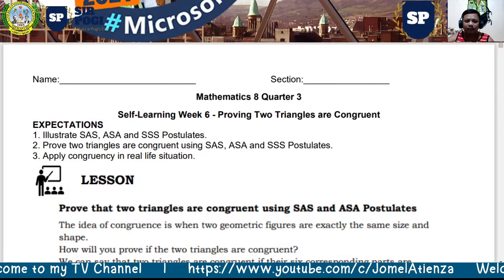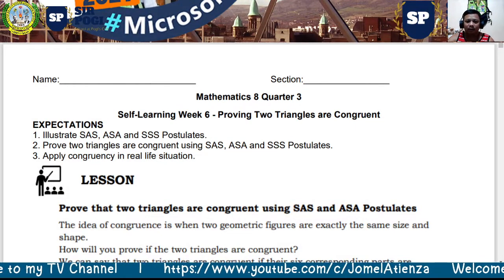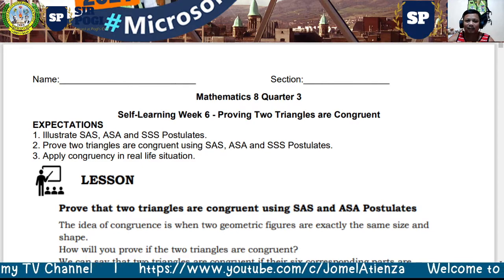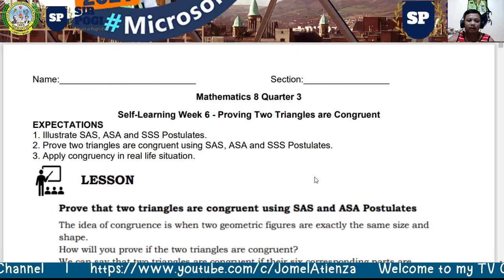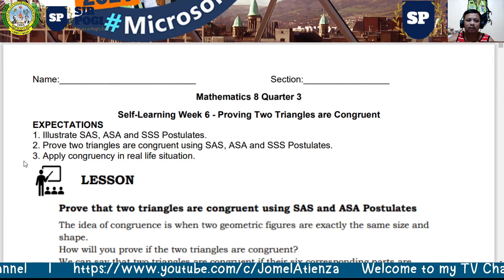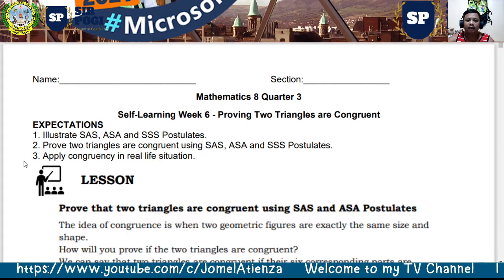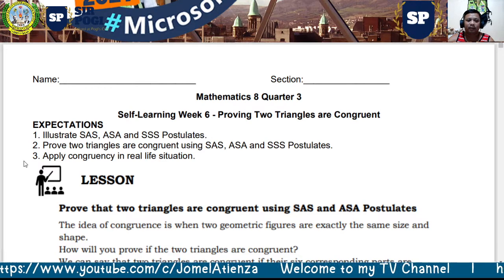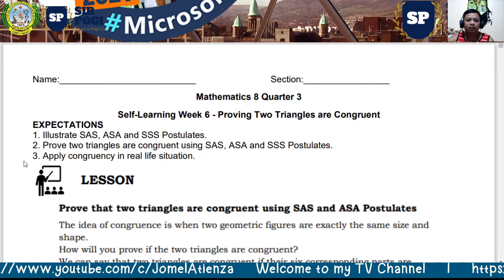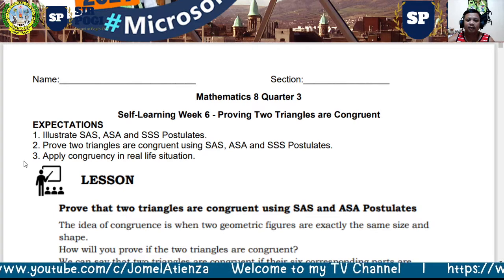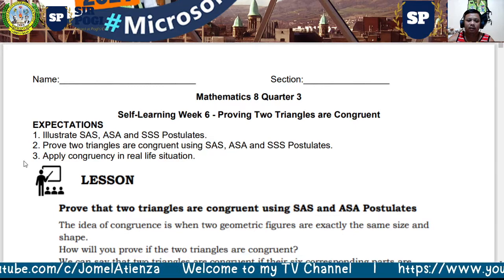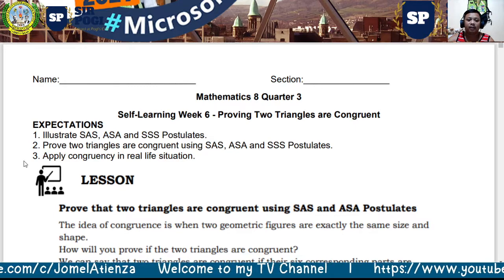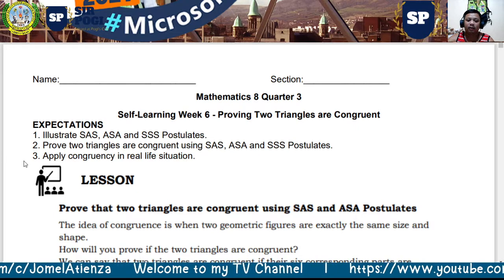Okay, so here we come. Here is our self-learning module for week 6, entitled Proving Two Triangles Are Congruent. So our expectations: illustrate side-angle-side postulates, prove two triangles are congruent using angle-side-angle and side-angle-side postulates, and apply congruency in real life situations.